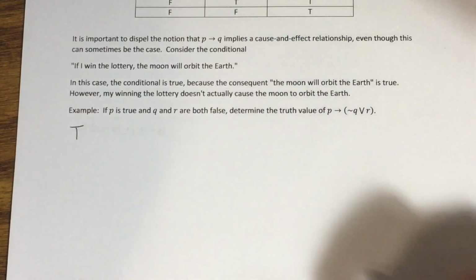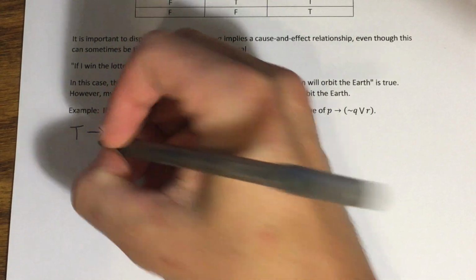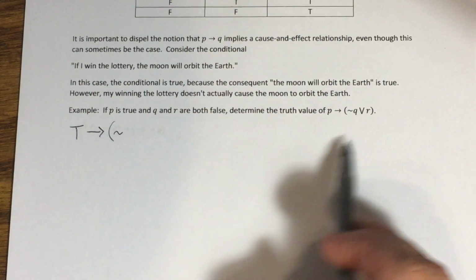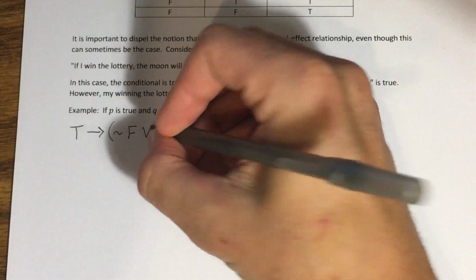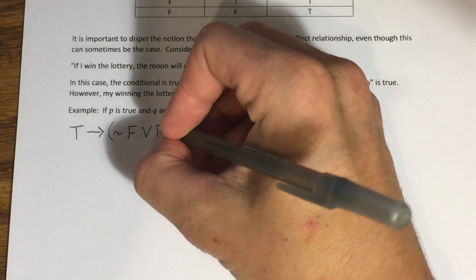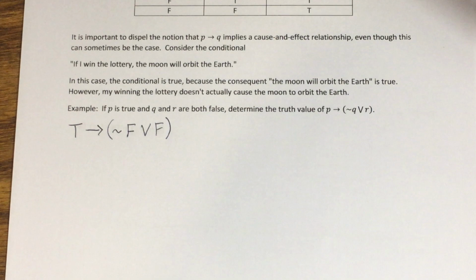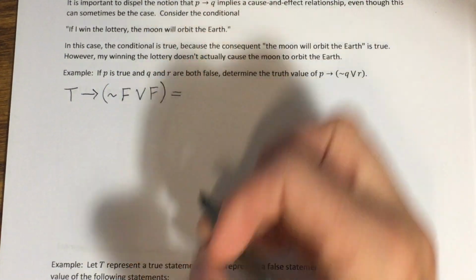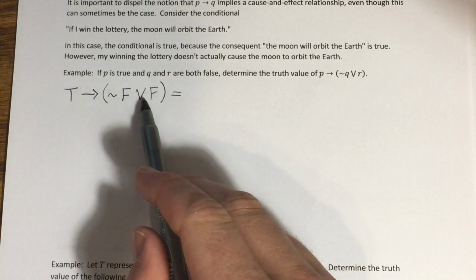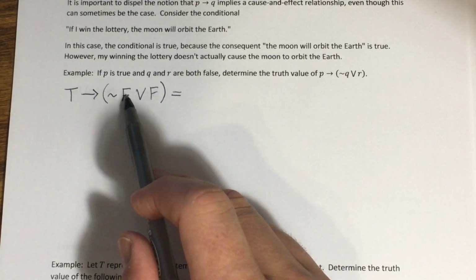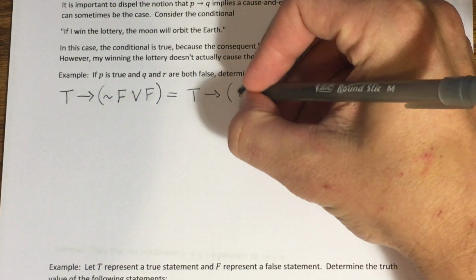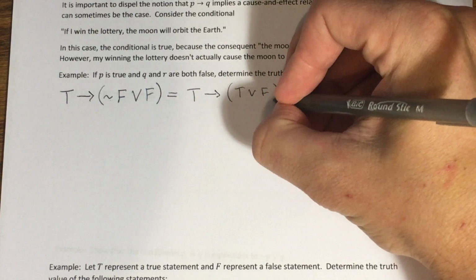I'm going to write T for true. Implies not Q. Well, Q and R are both false, so that would be not false. Or R, which is also false. Okay, so substituting the truth values in for those component statements. Now, I work within the parentheses first, and I handle negations before I handle other connectives. So not false is true. This simplifies to true implies true or false.